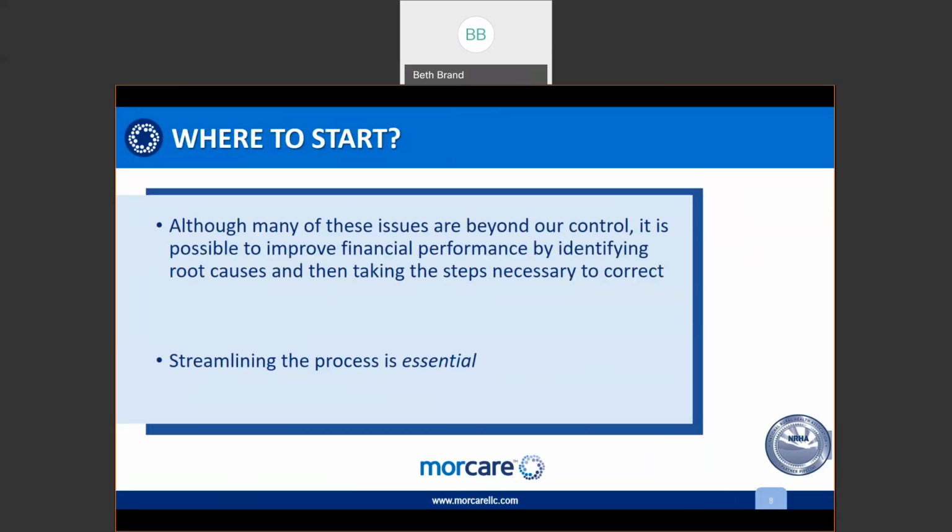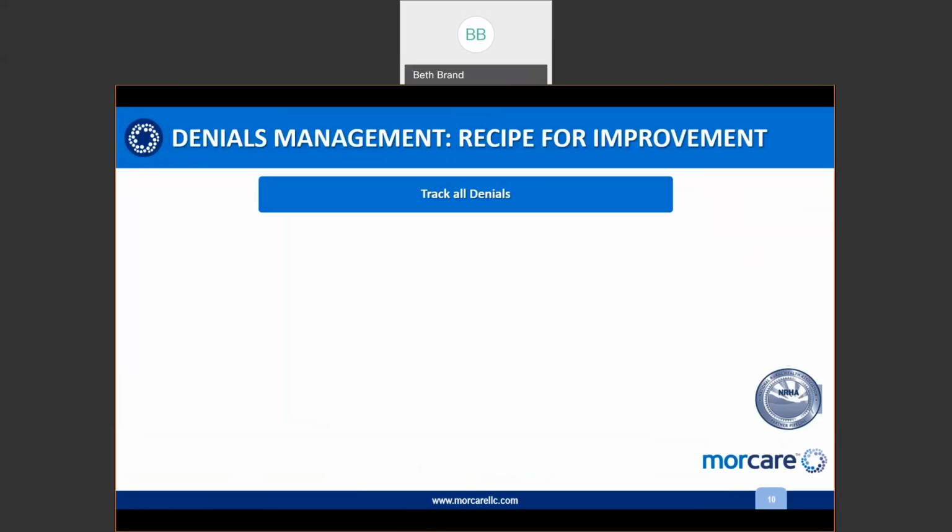So where do we start? Well, although many of these issues are beyond our control, it is possible to improve financial performance by identifying root causes and then taking the steps necessary to correct. The hospital revenue cycle is complex. Effectively managing it requires transparency and constant communication between many departments. Streamlining the process is essential.